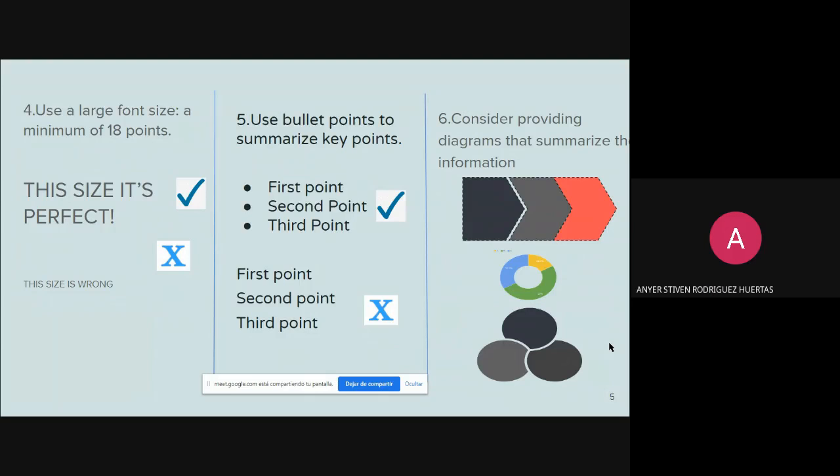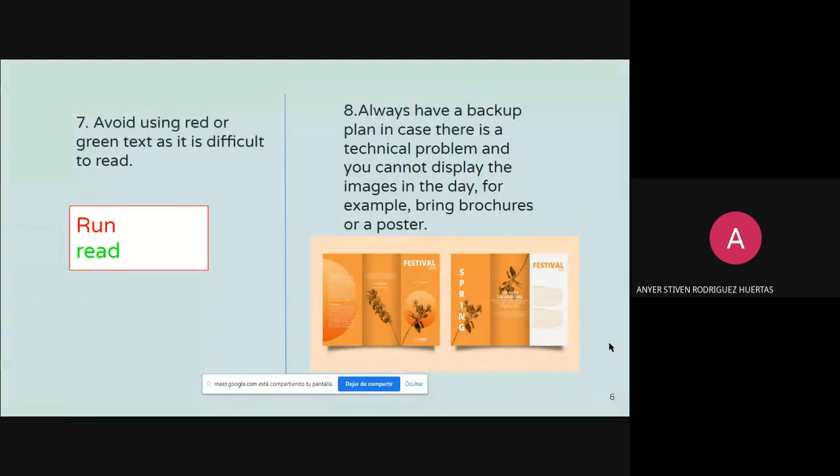Okay, next, six. Consider using diagrams to summarize the information because the audience will find diagrams easier to read. Next, seven. Avoid putting too much text on a slide. Avoid using red or green text as it is difficult to read. And eight. Always have a backup plan in case there is a technical problem and you cannot show the slides. For example, bring images, brochures or a poster.